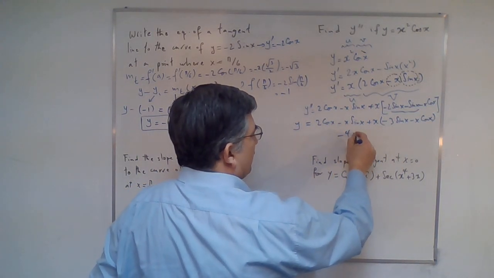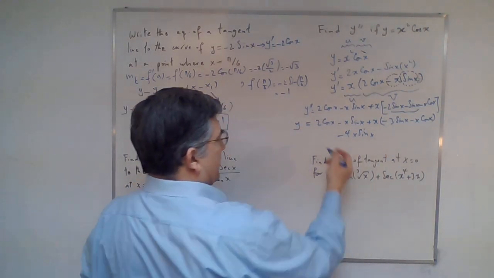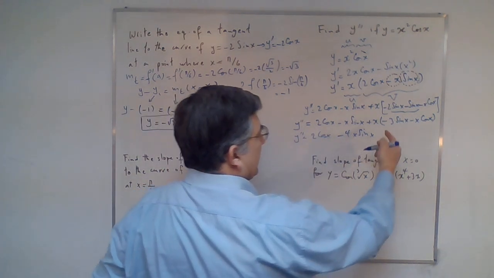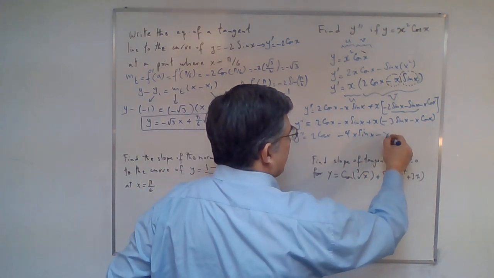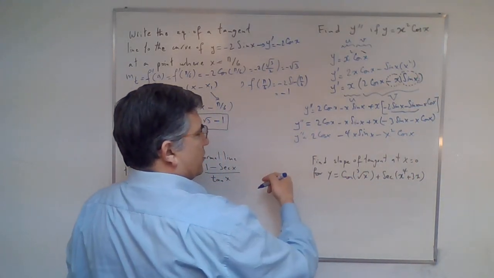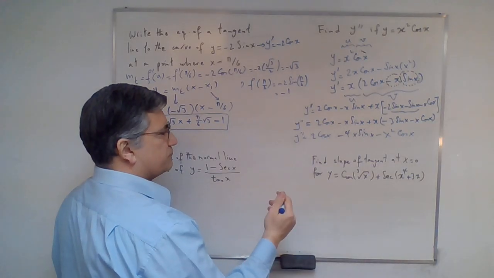That would be -4x sine x. Collecting like terms, nothing important. 2 cos x at the beginning. And the last one, -x squared cos x. Okay, so this is the final answer. We don't need to do anything else.